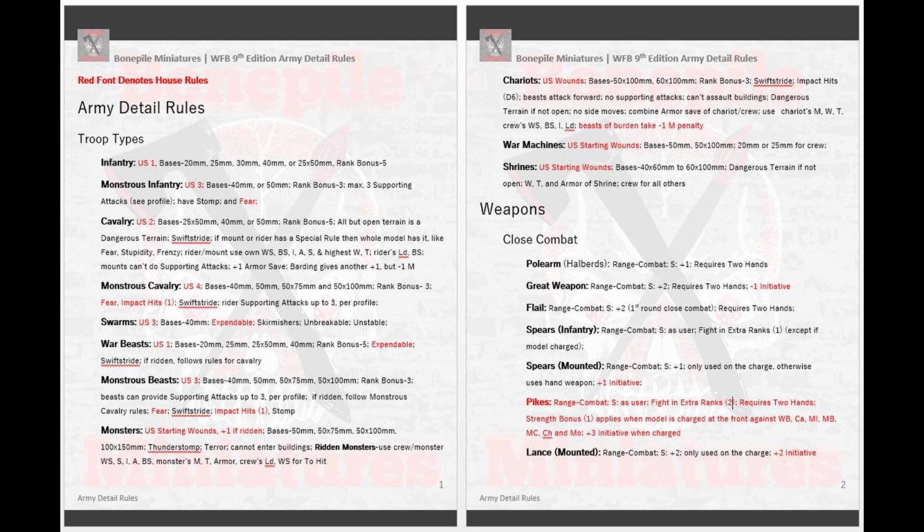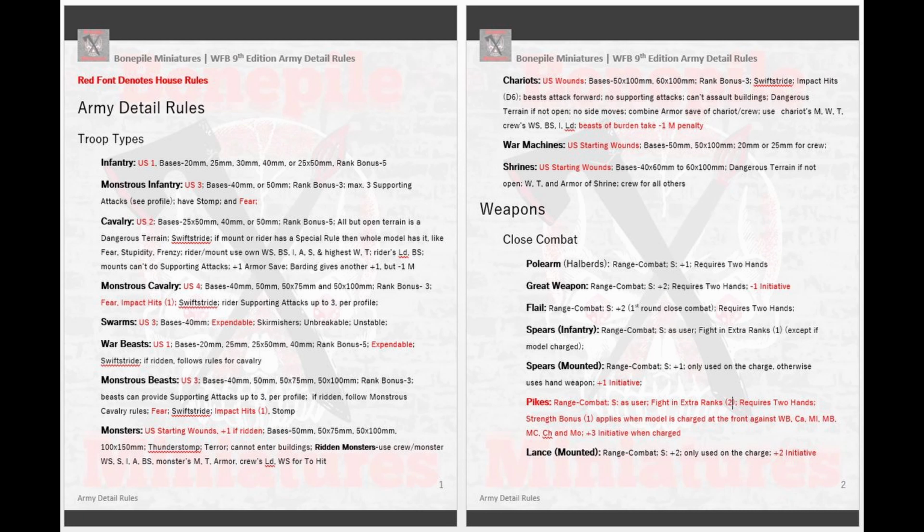After that, we've added a new weapon called pikes to the range of weapons available. And that reads, the range is in close combat. The weapon strength is as the user's strength. It can fight in extra ranks up to 2, but note here that the Warhammer Armies Project did 3 ranks. We're just doing 2. It requires 2 hands. It gives a strength bonus of 1 when the model is charged in the front. And it works against war beasts, cavalry, monstrous infantry, monstrous beasts, monstrous cavalry, chariots, and monsters.